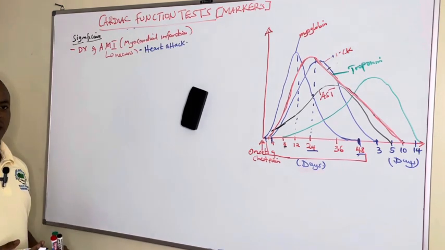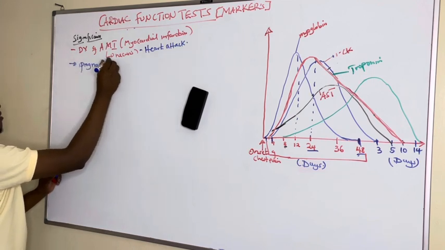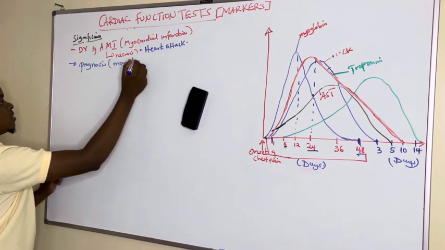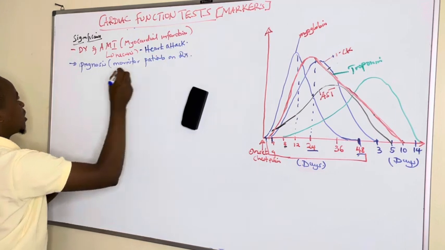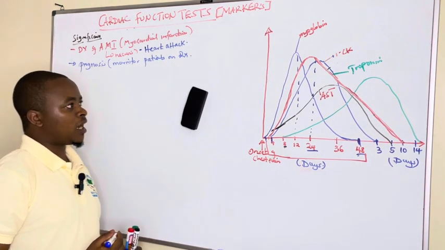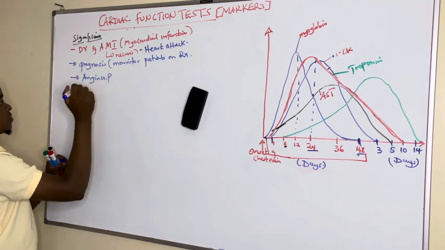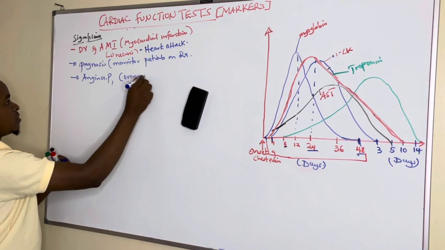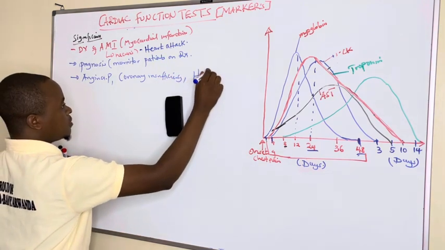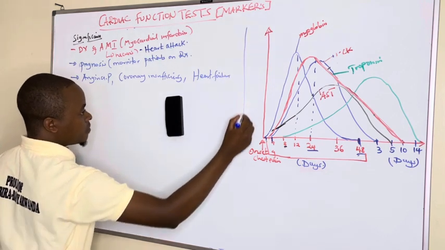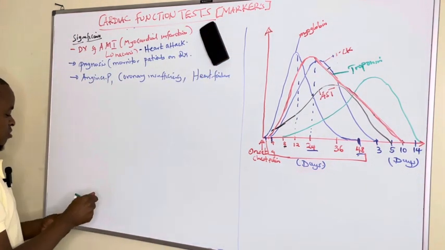So we can use the cardiac markers to diagnose that, and also we can use them for prognosis. Prognosis means monitoring people who are on treatment, to monitor patients on treatment. Sometimes we can also use cardiac markers to rule out causes like angina pectoris, coronary insufficiency, and heart failure. So these are some of the significances of performing different cardiac markers.